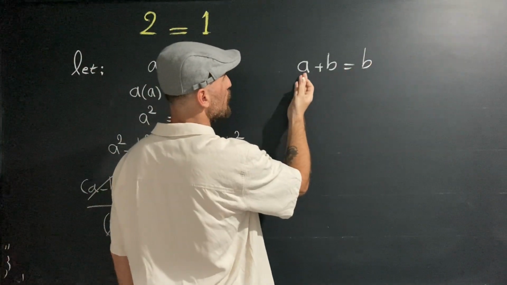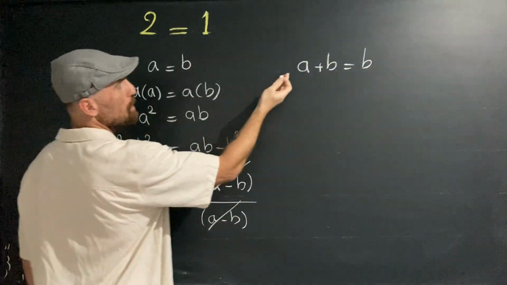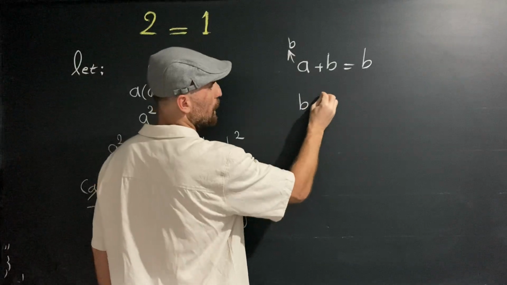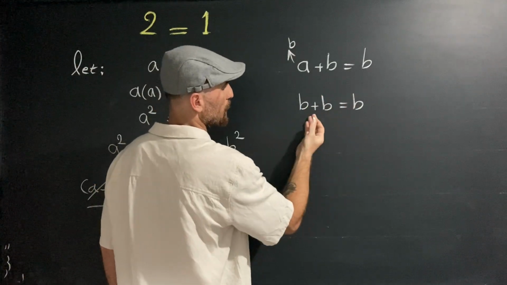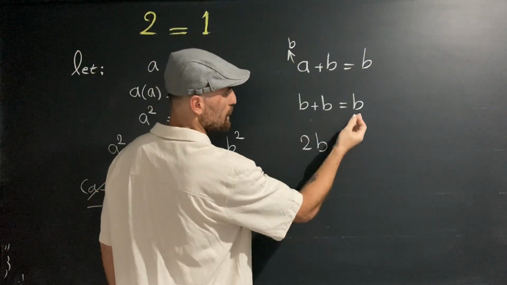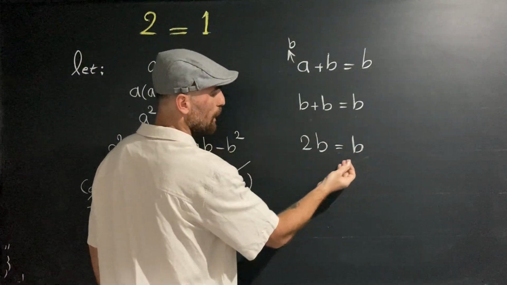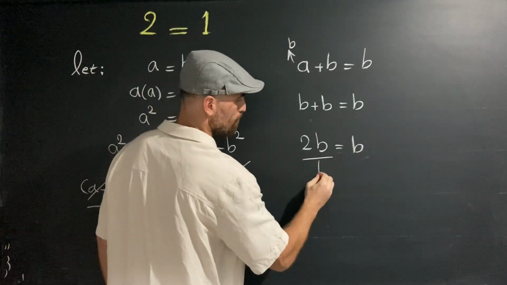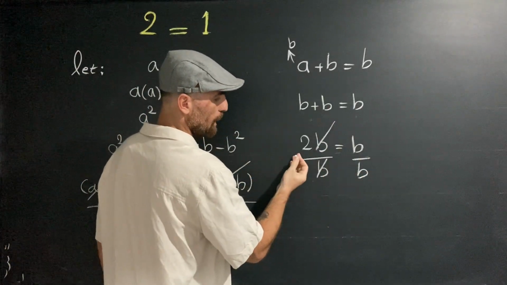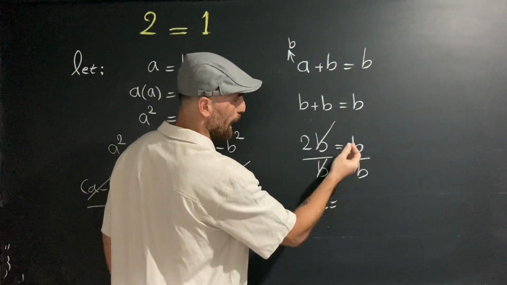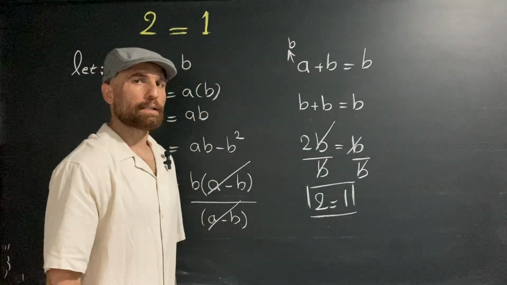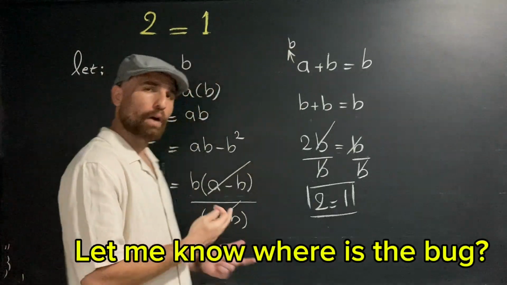At the beginning we let A equals B. So this A equals B. I write here B plus B equals B. Left hand side, B plus B is 2B, equals right hand side B. Now dividing both sides by B, this B and this B can be cancelled off. Left hand side we have 2 and B over B is 1. We prove it. But in the comments below, let me know what's wrong here.